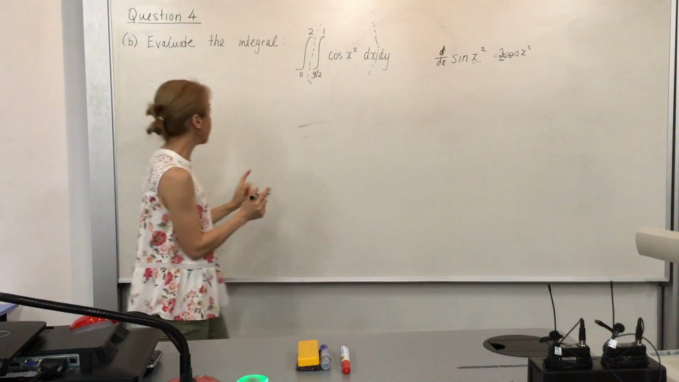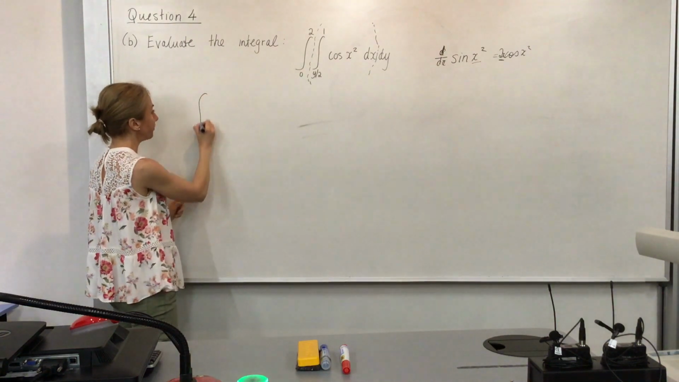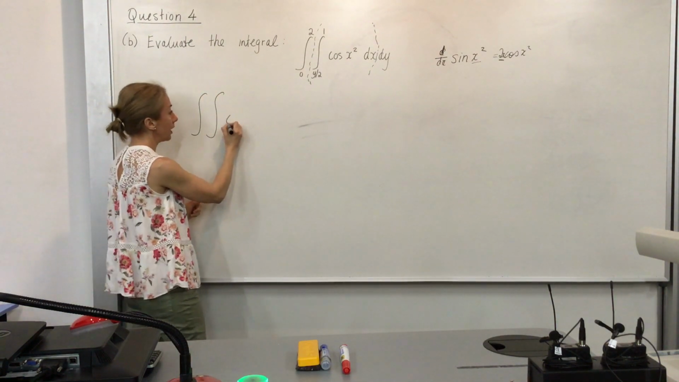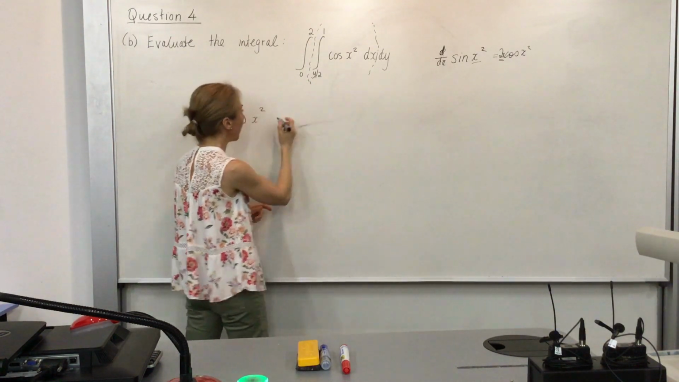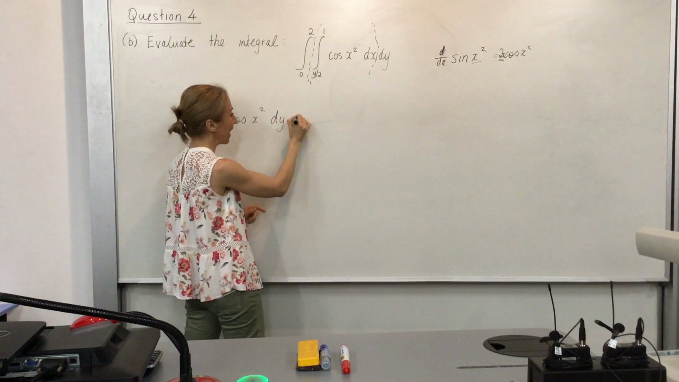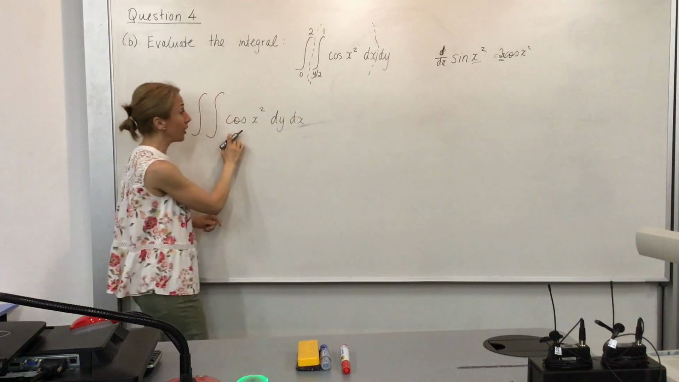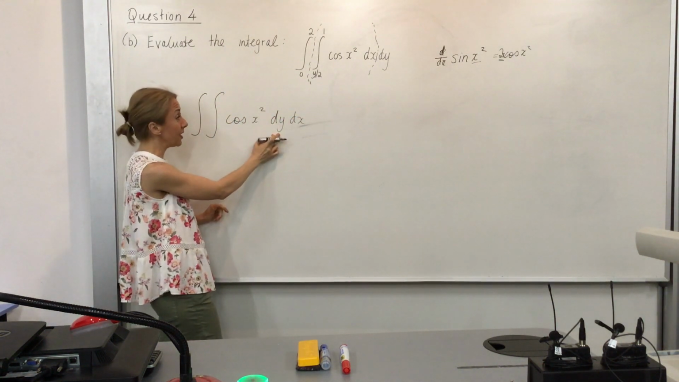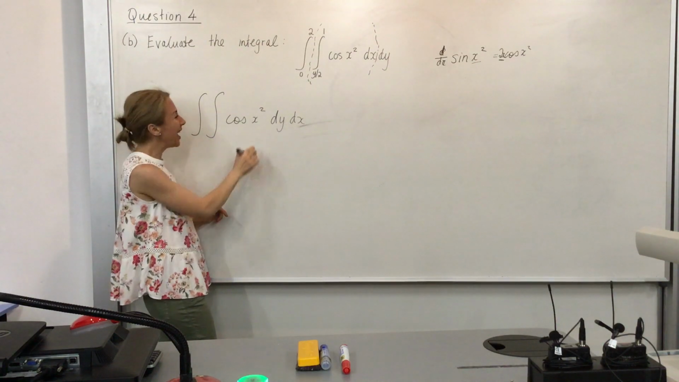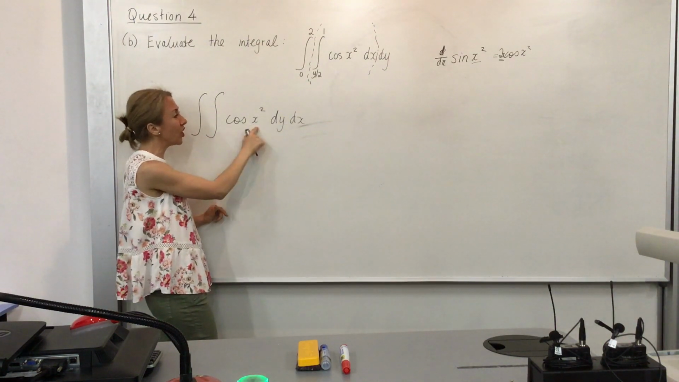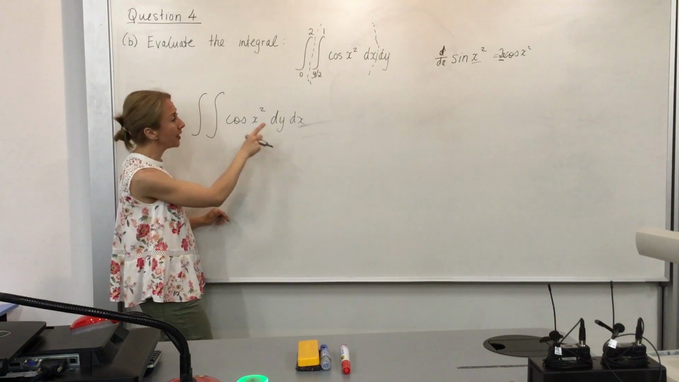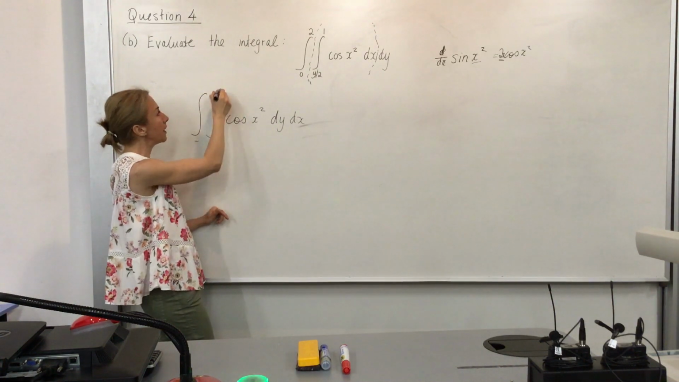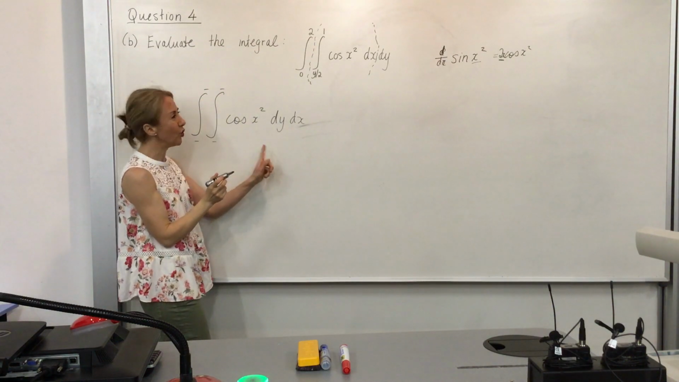So what we want to have instead is a double integral of cosine x squared, not dx dy, but dy dx, because that allows us to integrate with respect to y in the first instance, holding x fixed. So x being fixed, that's just a constant now, so we can integrate easily. So the problem now is that we need to get new limits of integration for this new ordering.